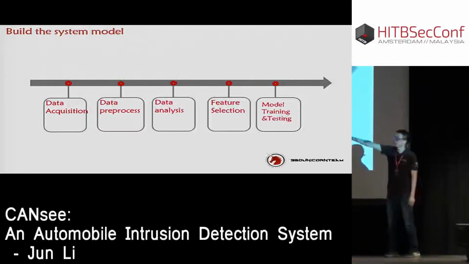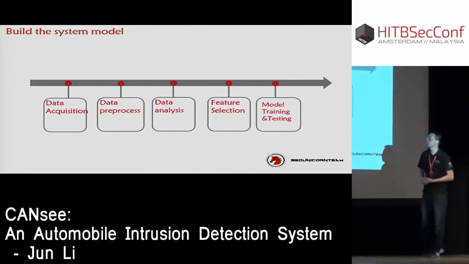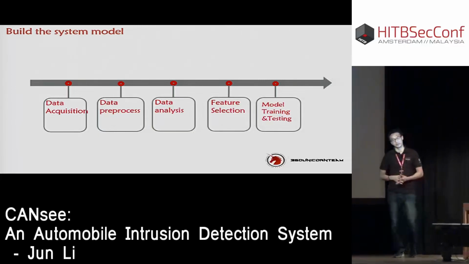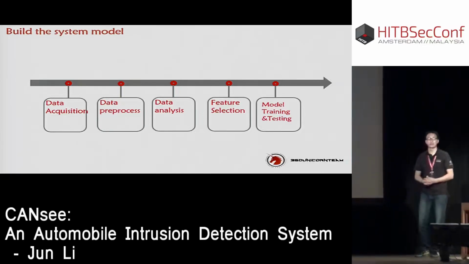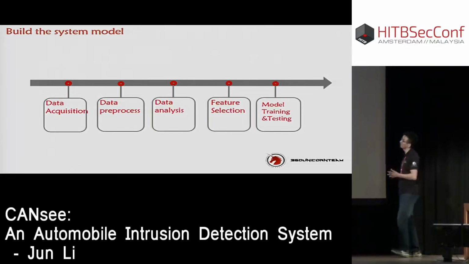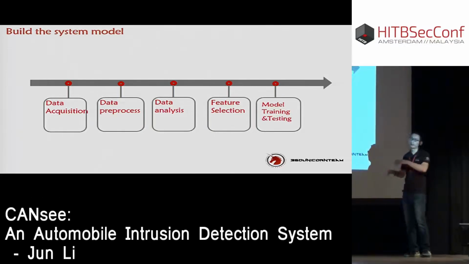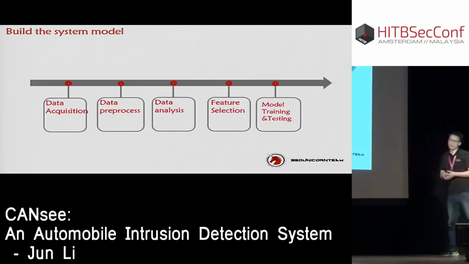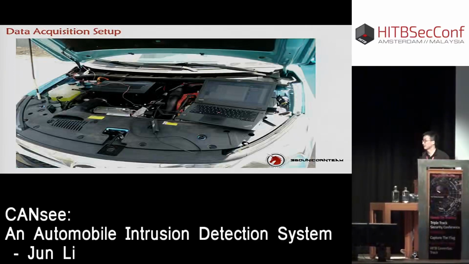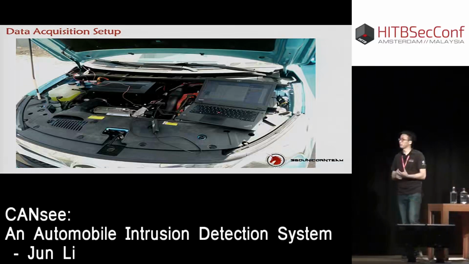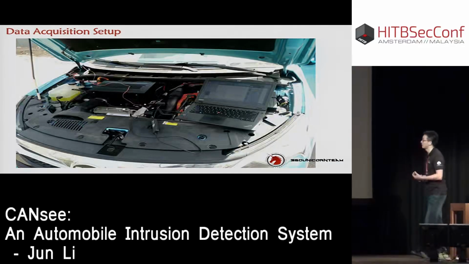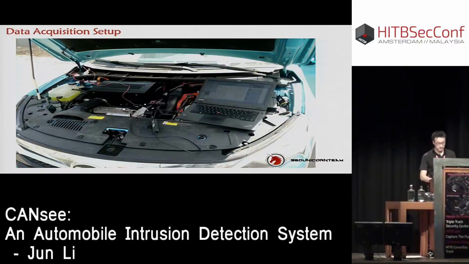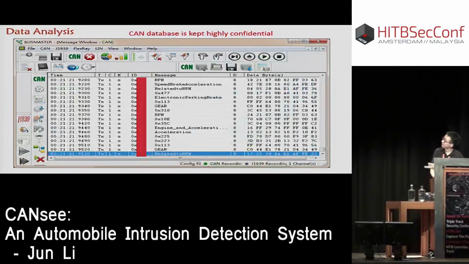Building the system actually has 5 steps. Data acquisition, which I have shown to you, then data pre-processing, which I will publish the code for later, and data analysis. Because I have a little automotive background, I know what kind of data is related to each other. So I chose 7 parameters myself, and that's feature selection, and then model training and testing. The model training process is just you feed it with the training data which you have pre-processed. Actually, I trained this model on a server. So this is the data acquisition setup, and this is the CAN database reverse engineering.